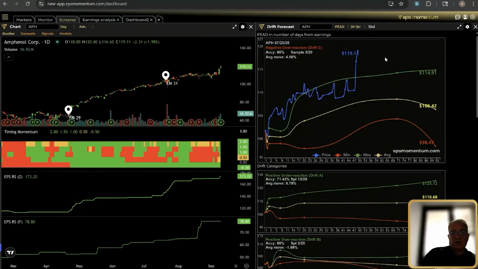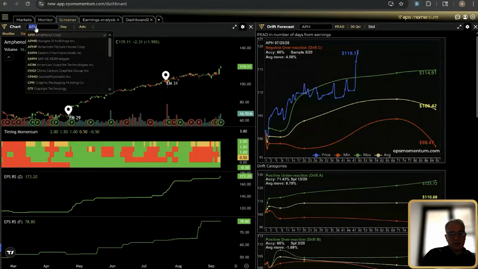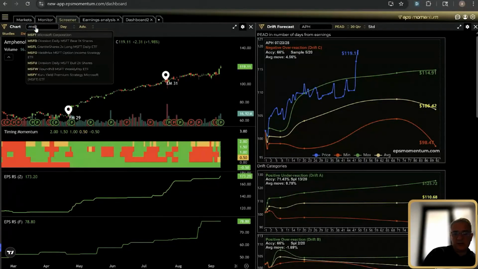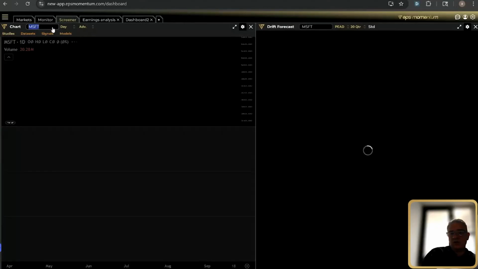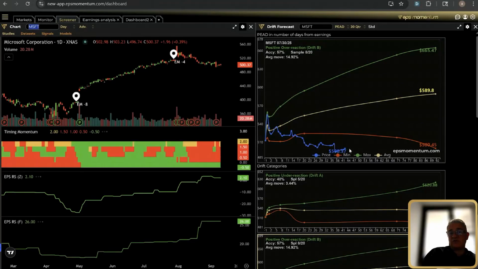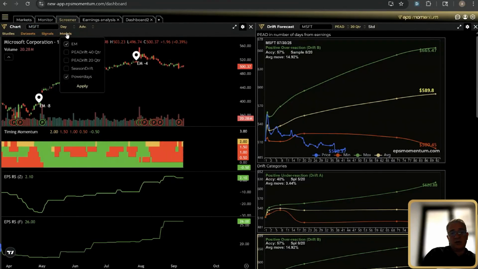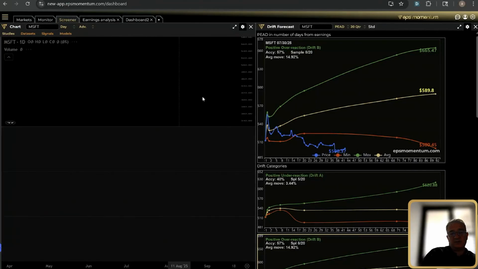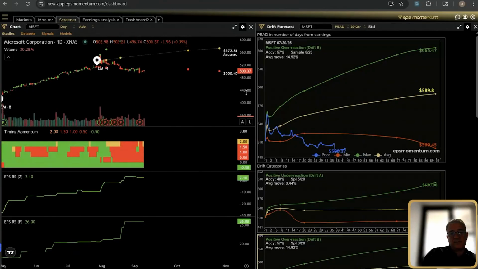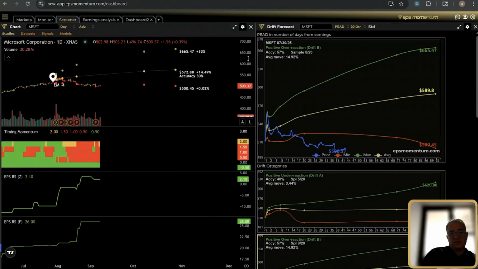But if you go back to our regular names, like Microsoft or Palantir or these guys. Microsoft is below the drift, which is interesting. And by the way, you can also see the drift painted on the chart. So it tells you where Microsoft is, where the drift is. You get red points, yellow points, and green points. You can see that it's heading there. Accuracy is 30%.